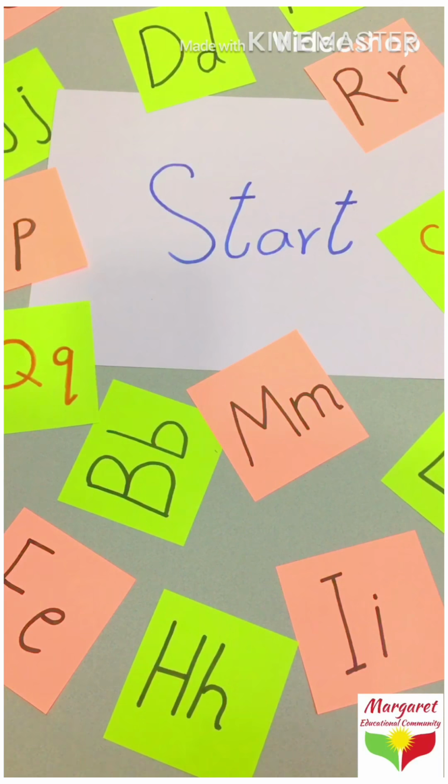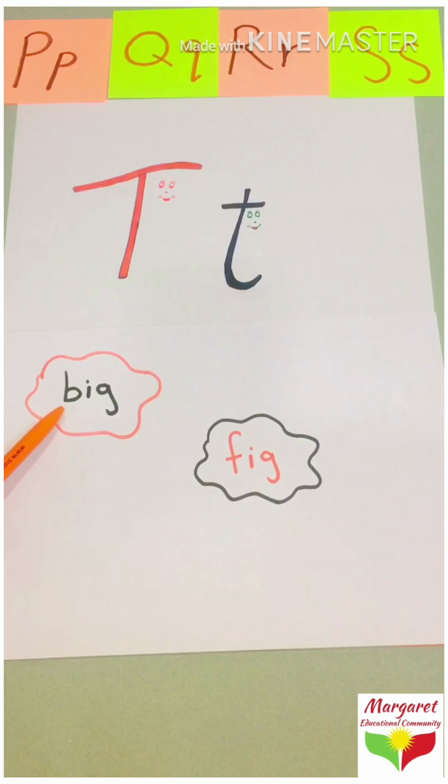Ye. Now let's read this word. B, ye, b, g, big. Say with me. B, ye, b, g, big. Again. B, ye, b, g, big. Excellent. Big means big.